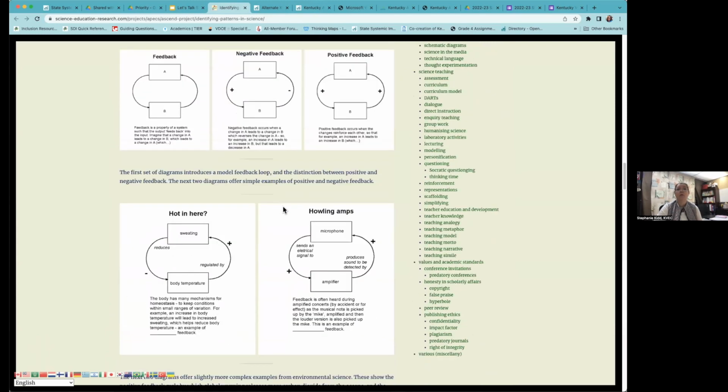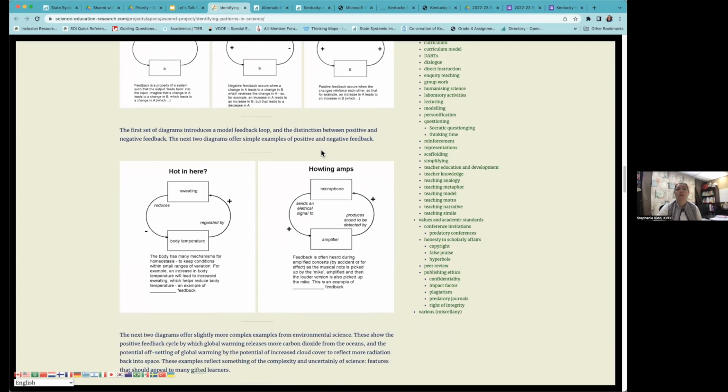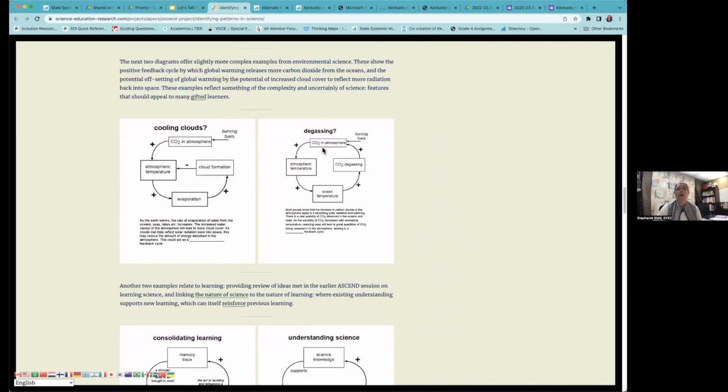Here's the feedback loop. Of course, you've got the howling amps here. We've got positive feedback, negative feedback. We don't want our kids always to have that. We have cooling clouds. What does that look like? And of course, with the feedback, as more things happen, you can put more images in.